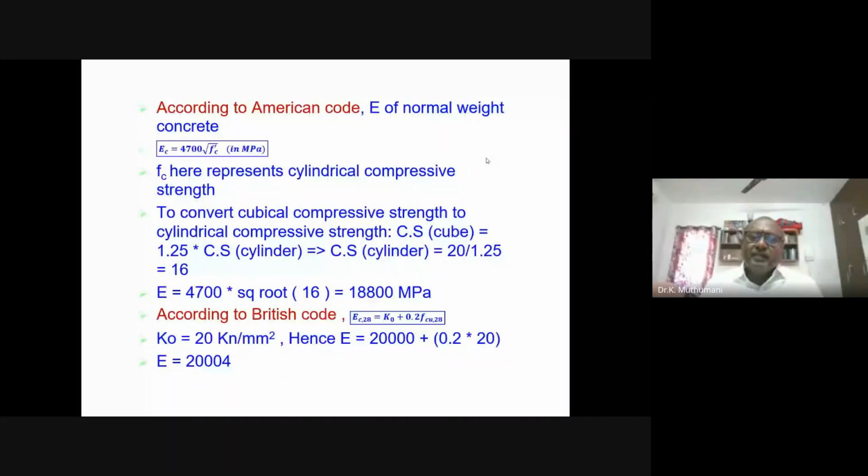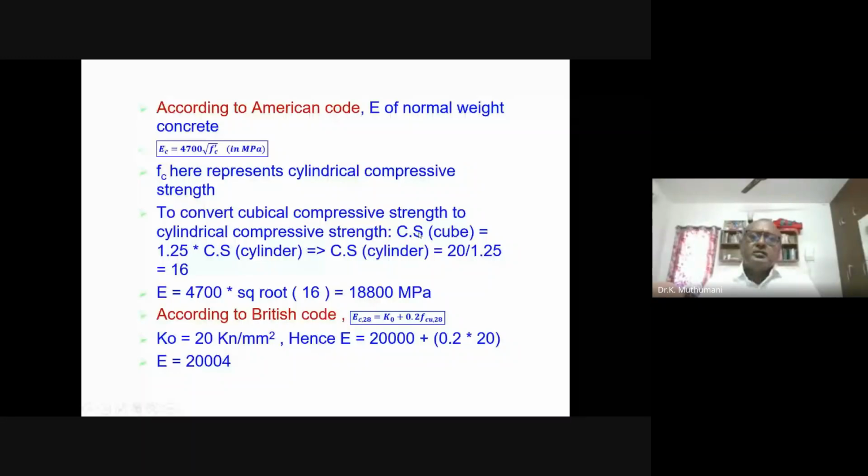Whether they use their cylinder strength or cube strength, that doesn't matter to me at all. Concrete is concrete. That's all. And if you go to the British code, they talk about something like 20,000 using their formula. So the way in which I understand the E value is a serious problem.